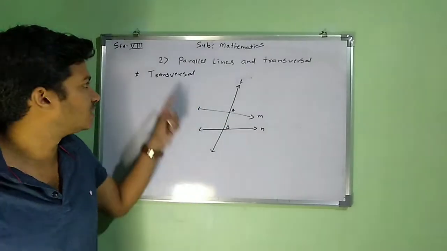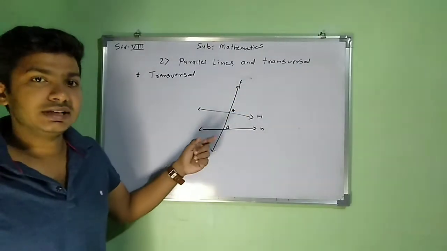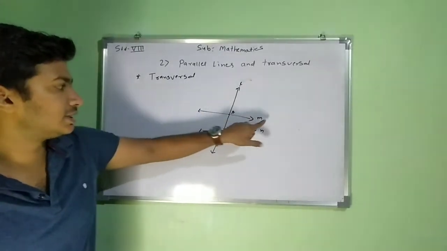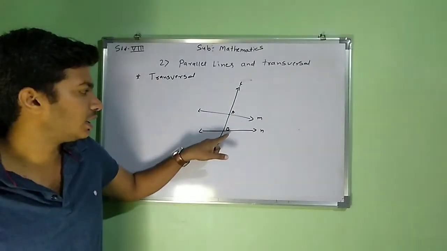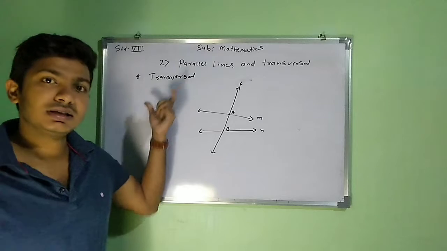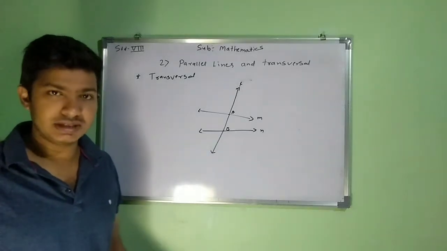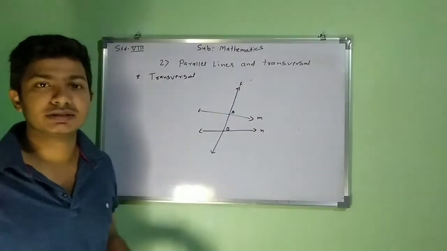The definition of a transversal is a line which intersects. Line L is intersecting line M and N at two distinct points, which are point A and point B. So the definition of a transversal is: a given line which intersects two given lines at two distinct points is called a transversal of the given two lines.